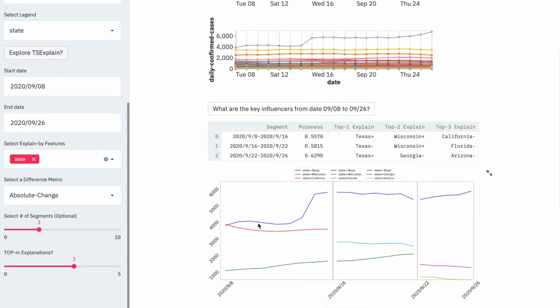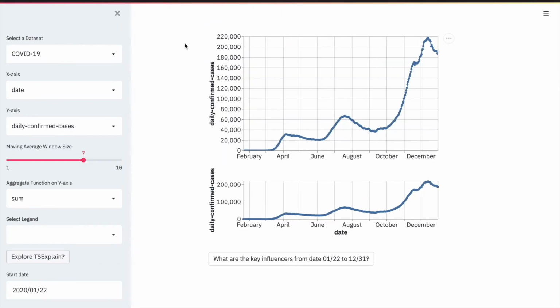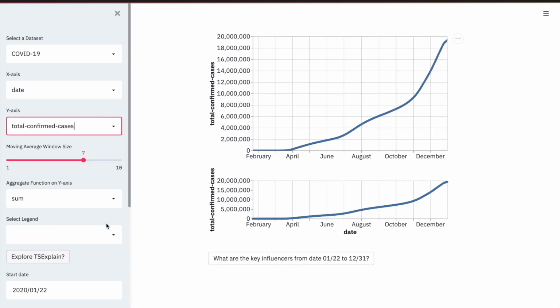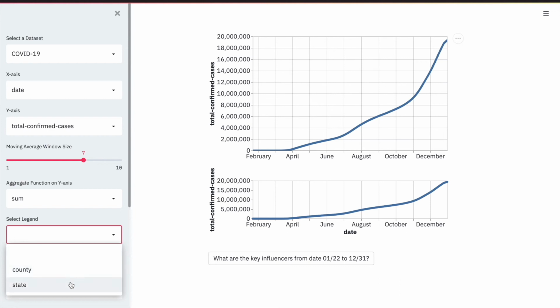Okay, till now, we demonstrated the evolving explanation of daily confirmed cases and drilled into the details of the explanation from July to September. Next, let's try to explain the total confirmed cases. We simply change the y-axis from daily confirmed cases to total confirmed cases, and we still apply a 7-day moving average. Here we can see the overall trend is rising when we set the legend as state and show each state's total confirmed cases trend.